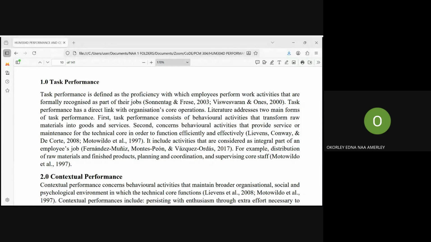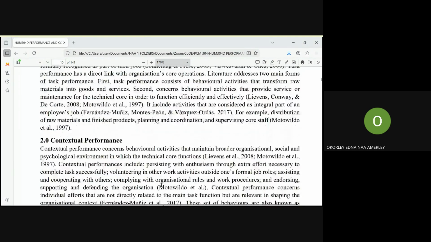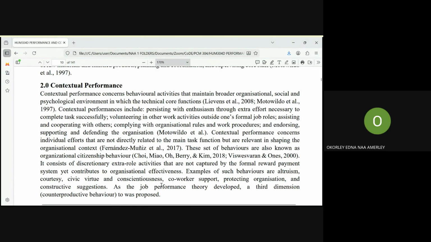the work done. So if it is about doing your lesson plan, dancing in class, smiling with the children in class, all these things are very important. They are behaviors that will help you to do your task performance. The context within which you perform your duty is very important. So we are talking about behavioral activities that will ensure that the broader organizational, social, and physical, and psychological environment in which the technical core, that is your task performance functions, can thrive.